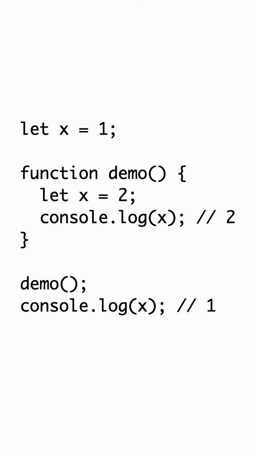Shadowing is legal, but can be confusing. Here, we see that the outside variable for x gets shadowed inside of the function demo. If we didn't shadow the x on the inside, here, let's comment it out, the x retains the binding of the outside function and stays bound to the value 1, both inside and outside of the demo function.